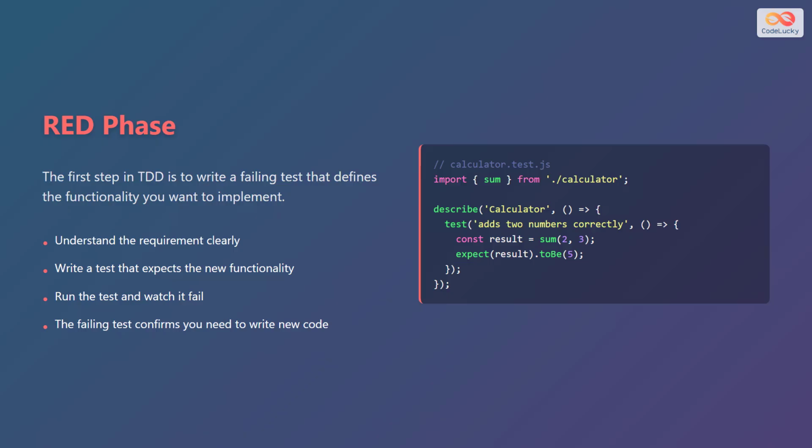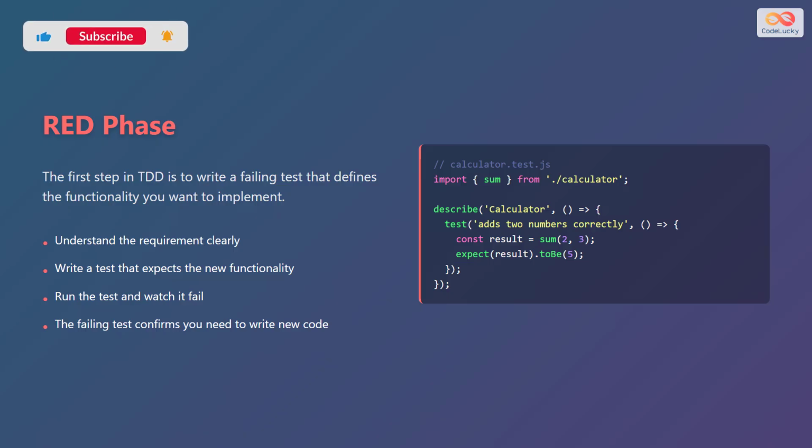Red phase. The first step in test-driven development is to write a failing test that defines the functionality you want to implement. It starts with understanding the requirement clearly, then writing a test that expects the new functionality. Run the test and watch it fail. This failing test confirms that you need to write new code.